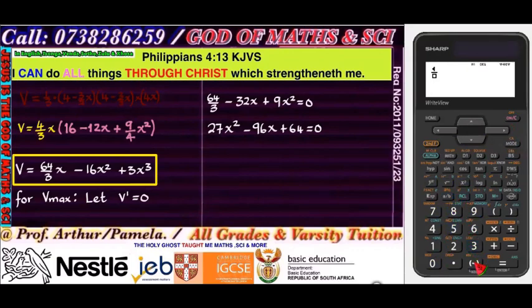With the quadratic formula, it's a division. I've got negative b. B is negative 96. Close the parenthesis. Start with a positive. Square root of open bracket negative 96 close squared, minus 4 into 27, close bracket, into 64. Close bracket all over 2 into 27.